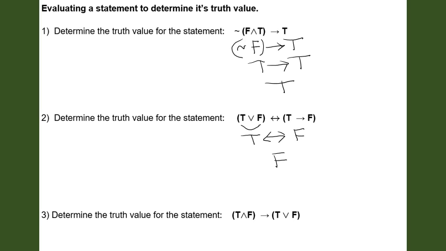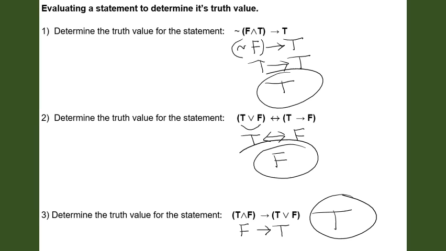Number 3, I didn't really leave myself any room here, but hopefully I can get through it. Inside parentheses, this is an and, which is true when they both are true. This is an or, which is true when at least one of them is true. This is an if-then. If-then is false only when a T yields an F. That's not the case, so this one's true. Moving on.